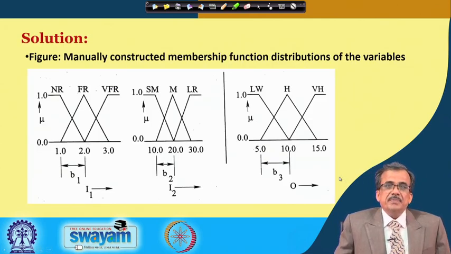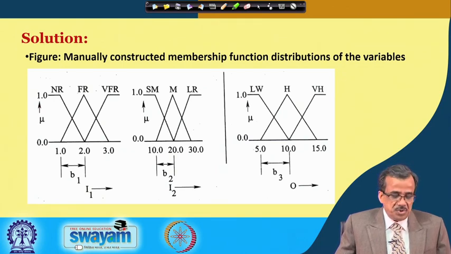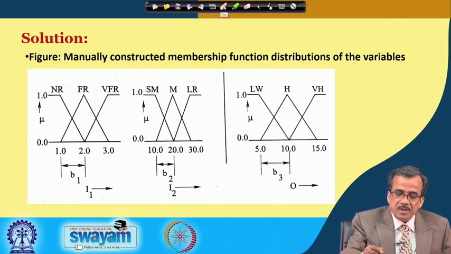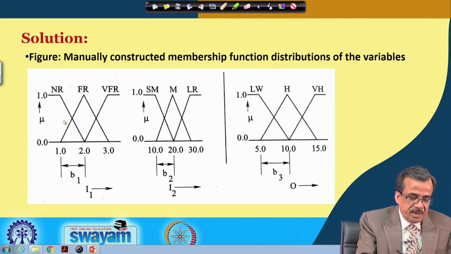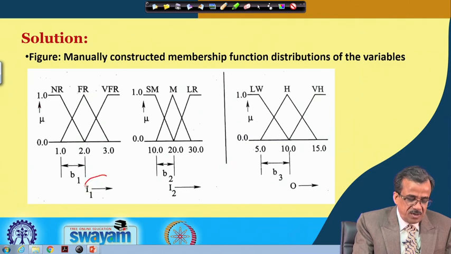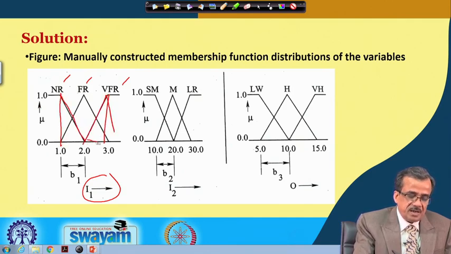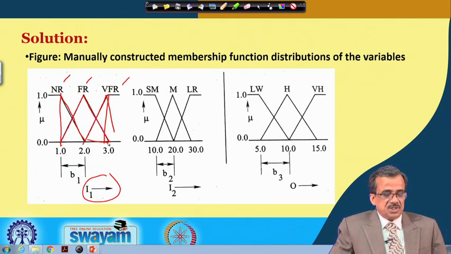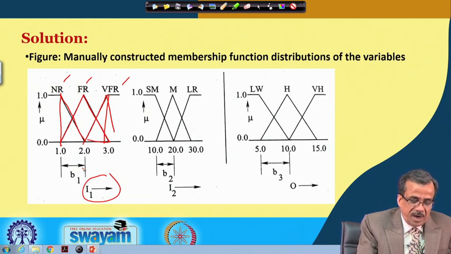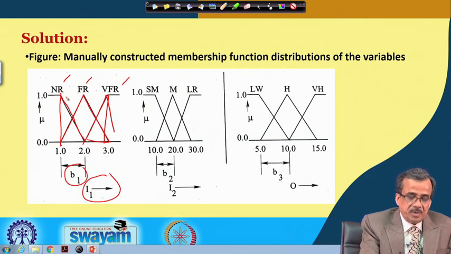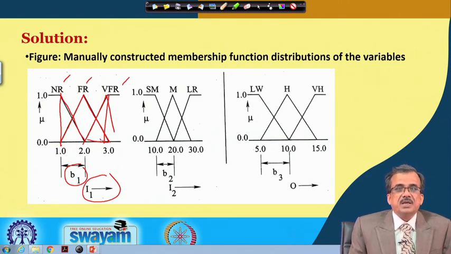Now, this shows the manually constructed membership function distribution for I1, I2 and the output. And as I told, for this particular I1, there are three linguistic terms: near, far and very far, and we are considering the triangular membership function distribution. This is one right angle triangle, here also we consider one right angle triangle, and this is the isosceles triangle. And this B1 is going to represent the base width of this right angle triangle or the half base width of this isosceles triangle.